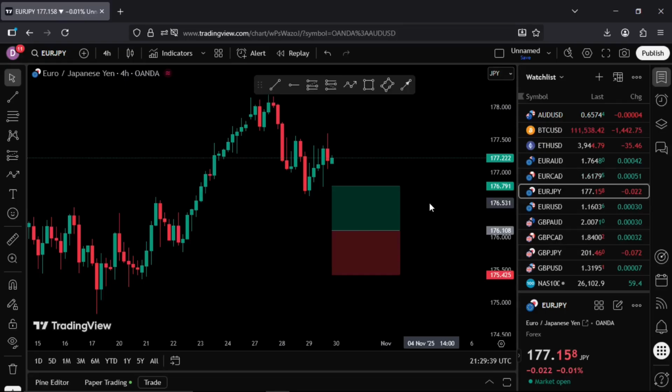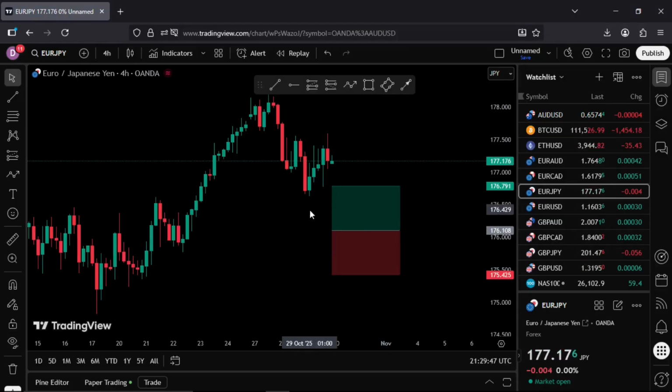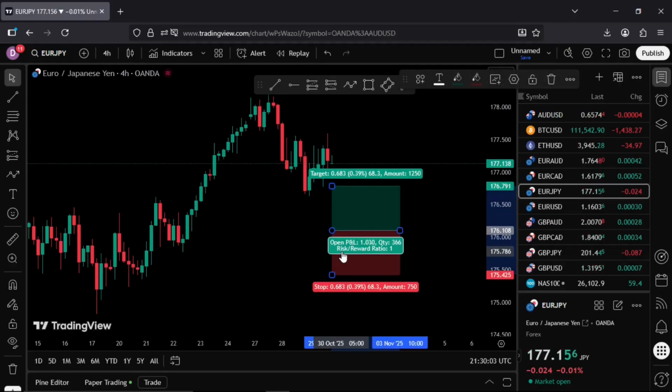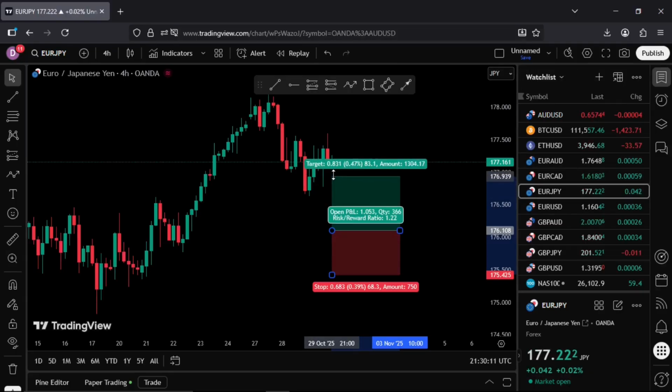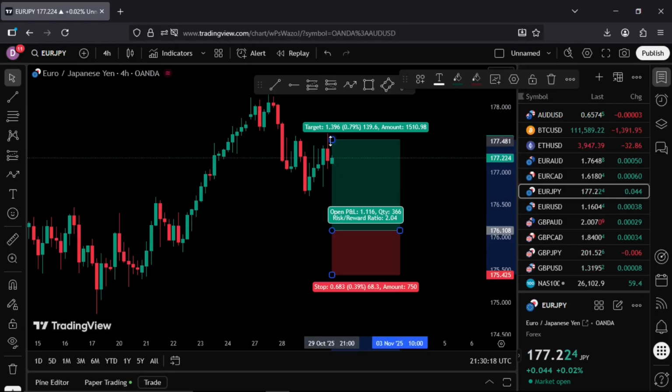Now this long position tool will be the tool that I will be using to measure my buy setups. Remember we said we are only taking trades that are at least a 1-to-2 risk to reward ratio. If I drag this green part, I want you to keep your eyes where it says risk reward ratio, and right now it says 1. If I keep adjusting it up, you can see the figures keep changing.